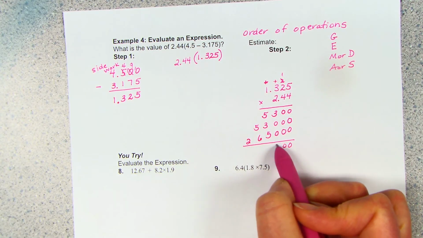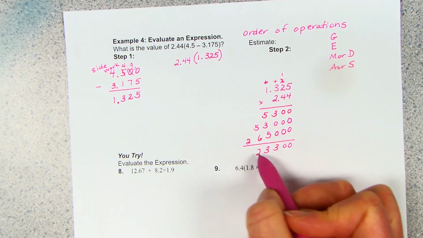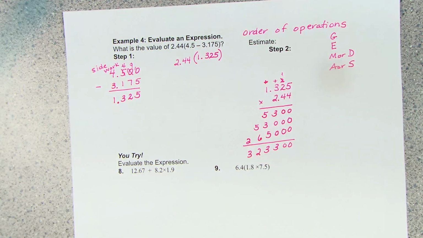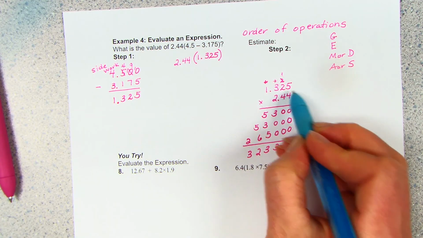13. 6 and 6 is 12. 3. And I'm going to double check in the book just to make sure I did not make a mistake. 3.233. Yes, we got it right. Okay, then now the important part, checking to make sure the decimal is in the right place.